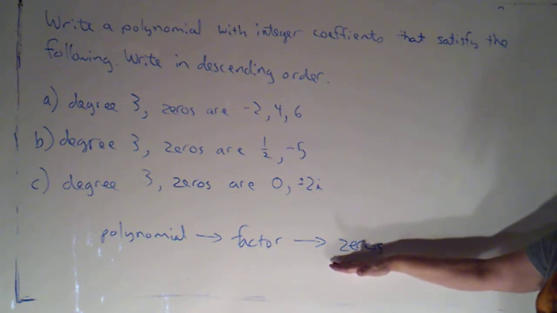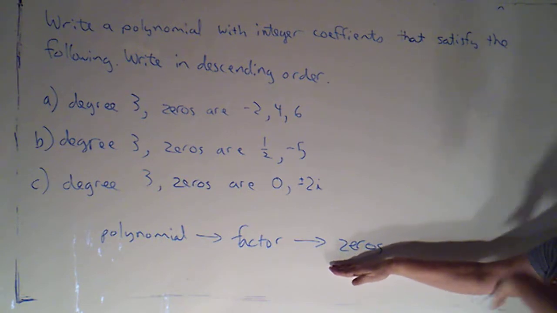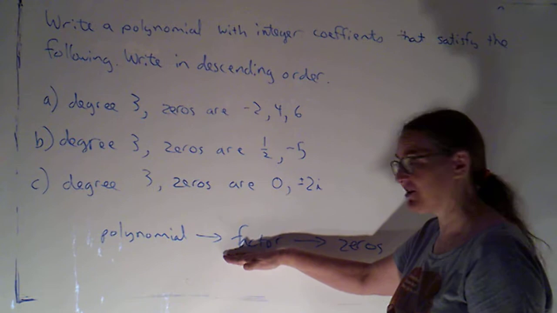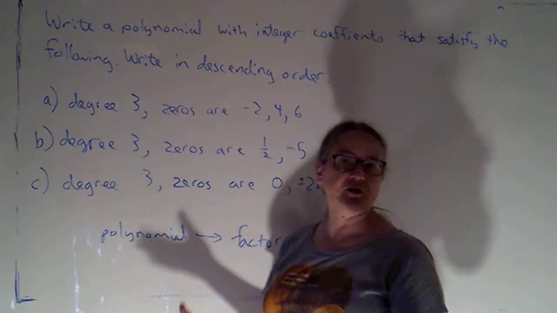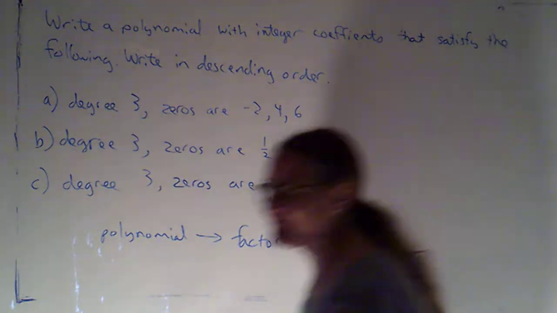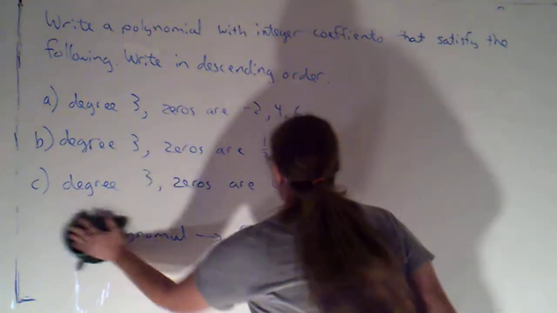We're going to be given the zeros. We know that a 0 corresponds to a factor, so then we can get to the factored form of the polynomial. And then we're going to multiply it out to get the polynomial in standard form. Okay, so my directions are up here.